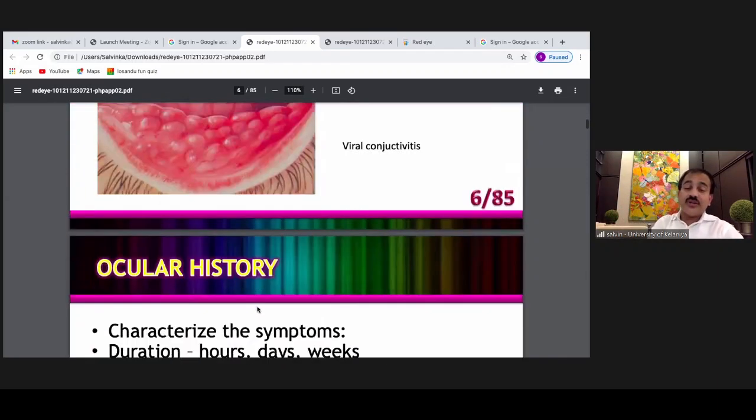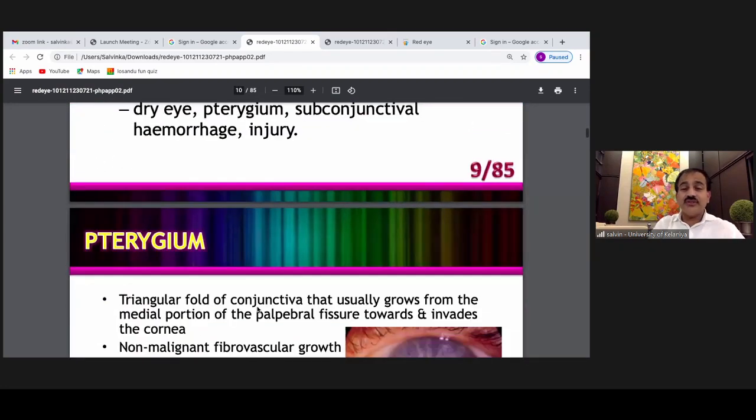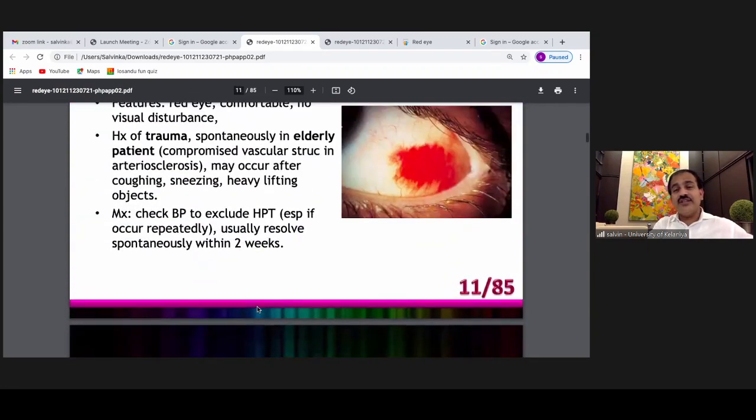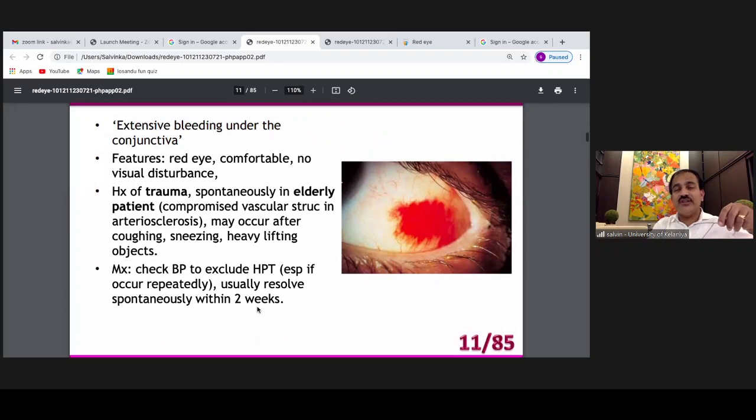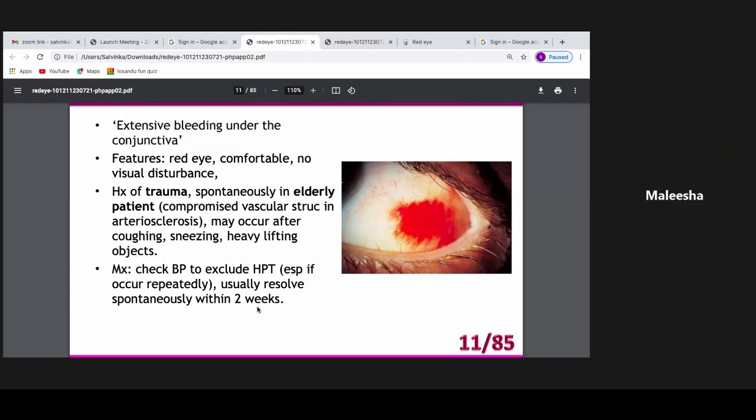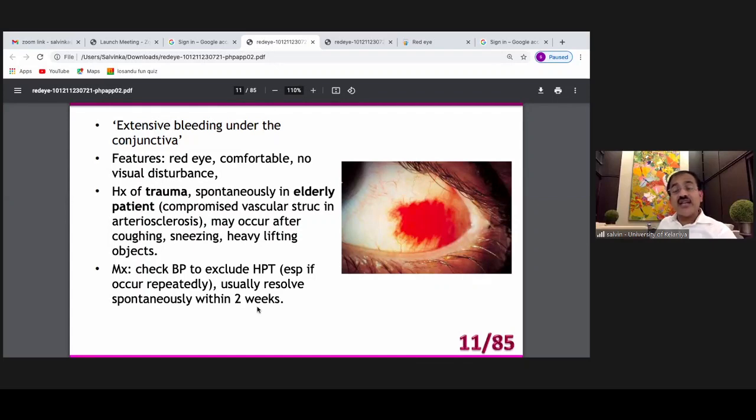And sometimes you get patients coming in with a very deep red eye like this. This is a very common thing. Every day I see at least 1 or 2 patients like this. What do you think this is? Anyone? Hemorrhage. Yeah, what hemorrhage? It is subconjunctival hemorrhage.